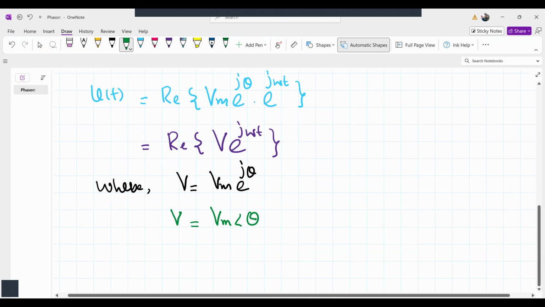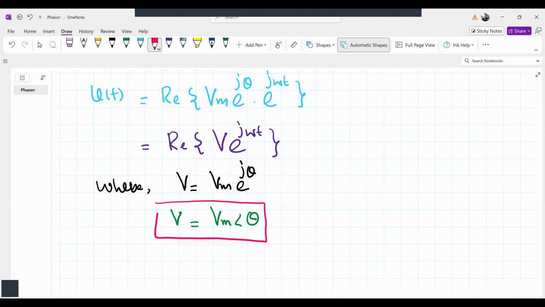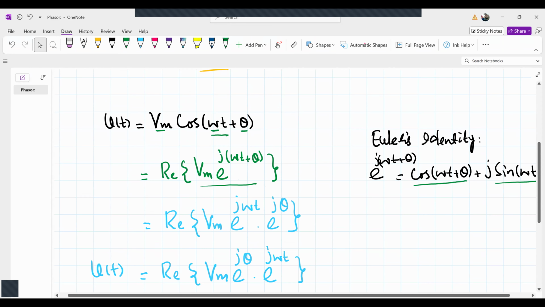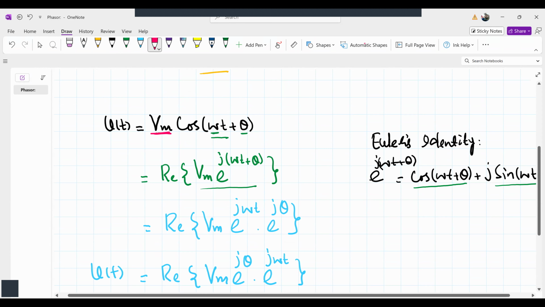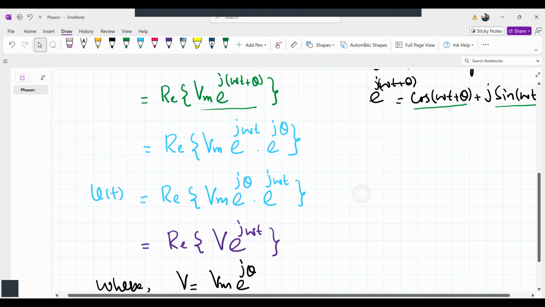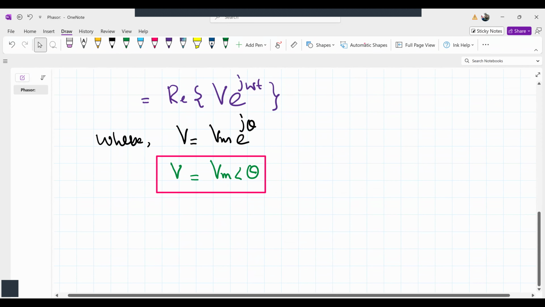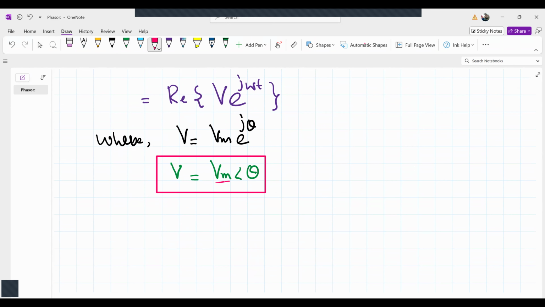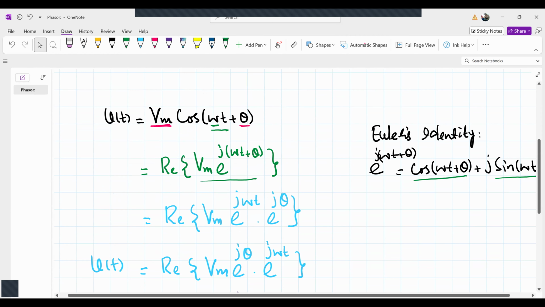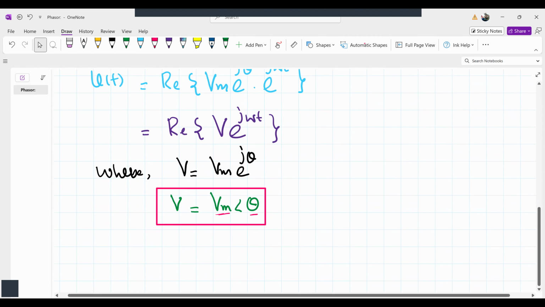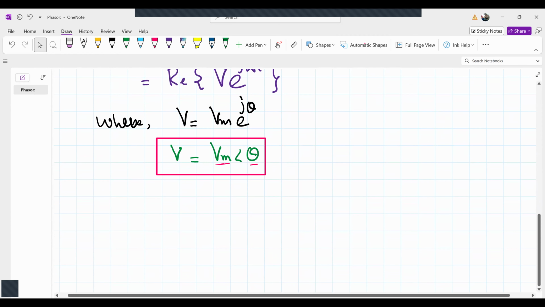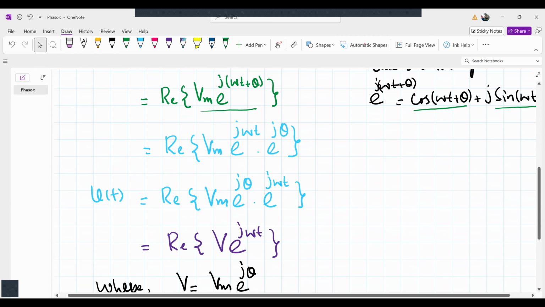So we can write it like this, where V is equal to Vm at an angle of theta. What's Vm? Vm is the amplitude of this sine wave or cosine wave, and theta is the phase. So V, which is equal to Vm at an angle of theta, models the amplitude and phase of this sinusoid, and this is referred to as the voltage phasor. Okay, so this is the phasor representation of the given sinusoid.